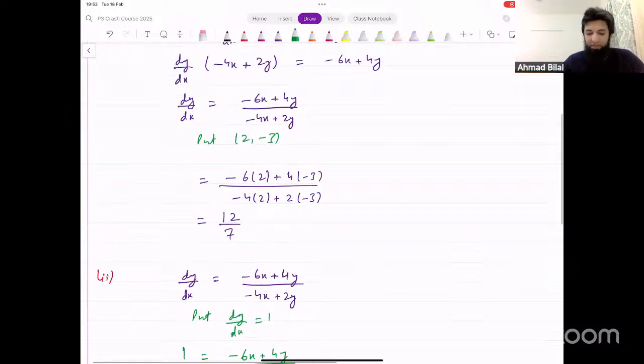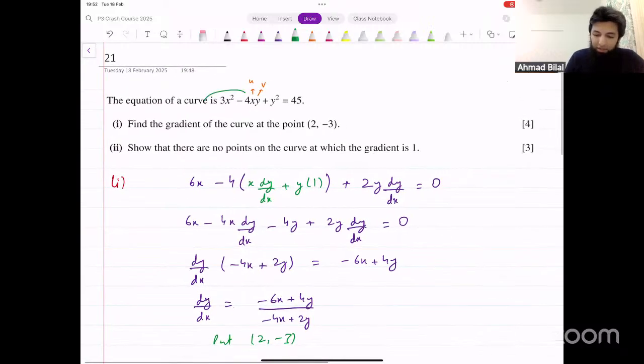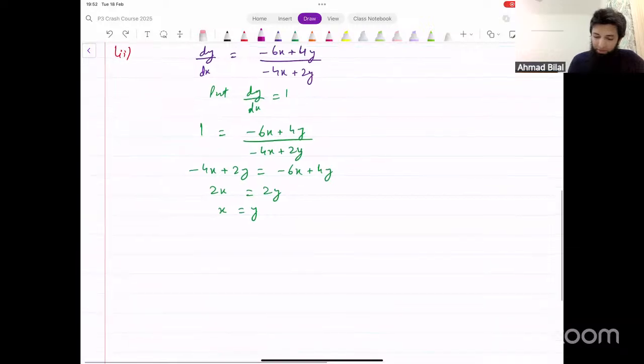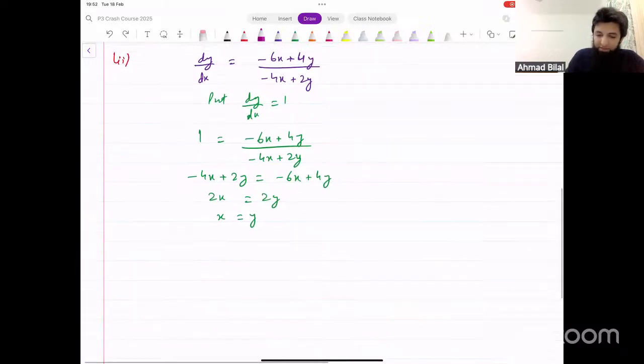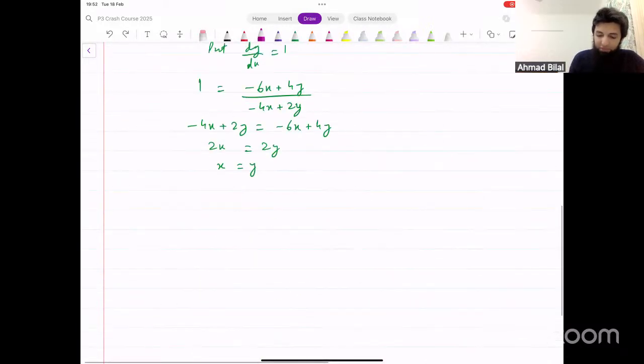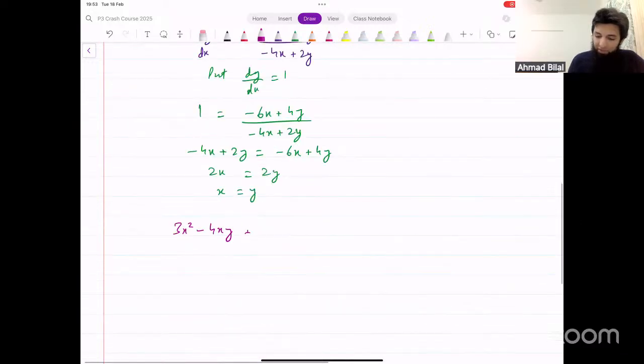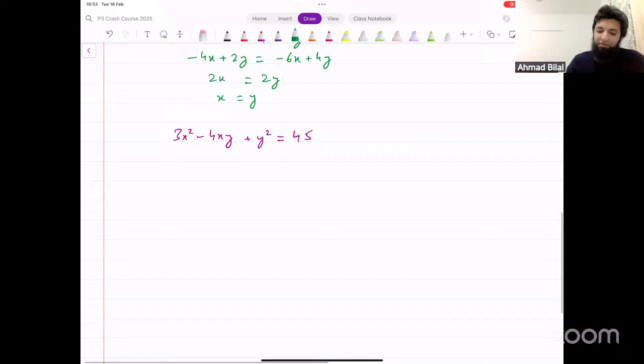Okay, now why is that not possible? Let's look at the curve. Let's input this in that original curve. The curve is 3x squared minus 4xy plus y squared equals 45. Let's solve it simultaneously with that. In place of y here, let's say we input x. What do we get from this?